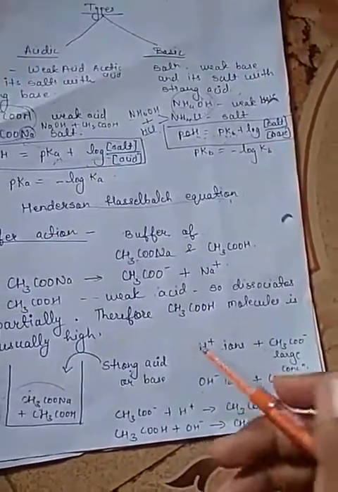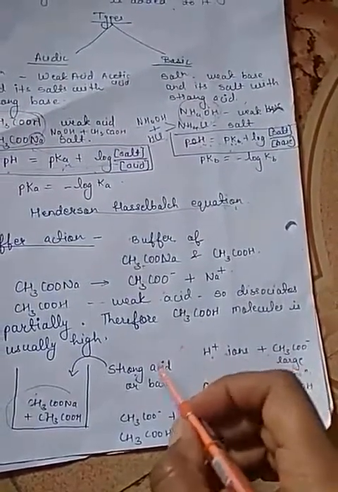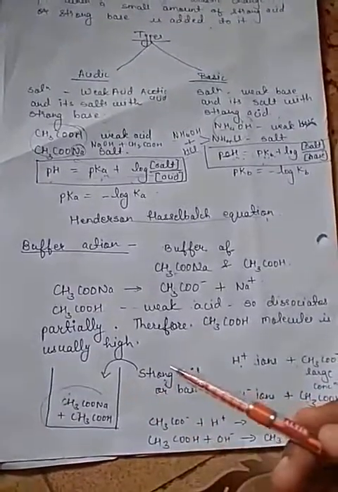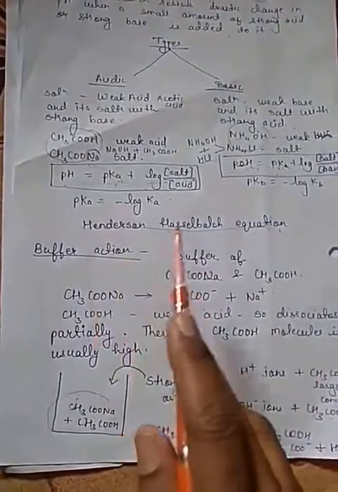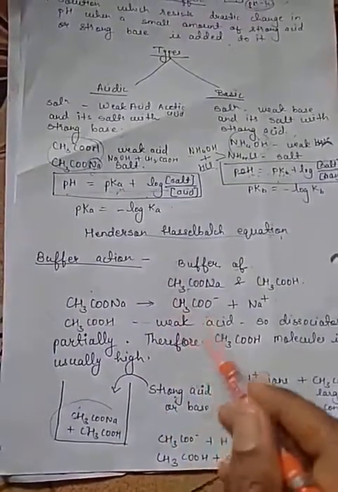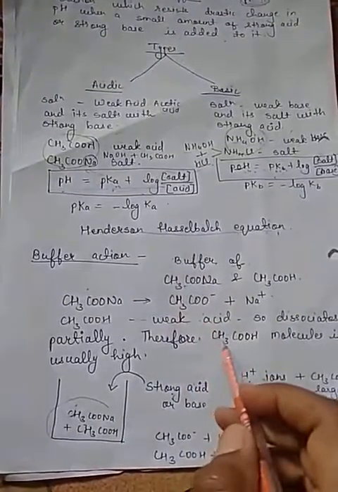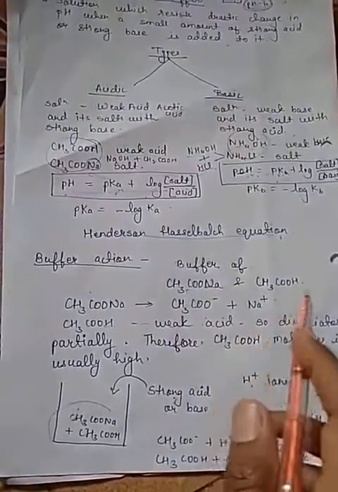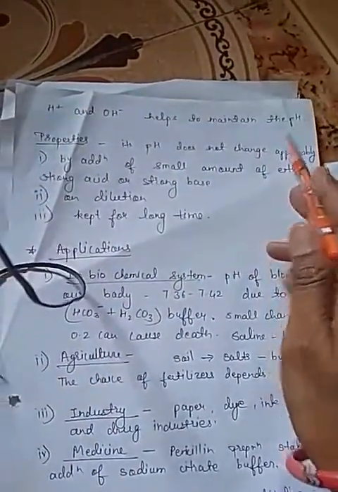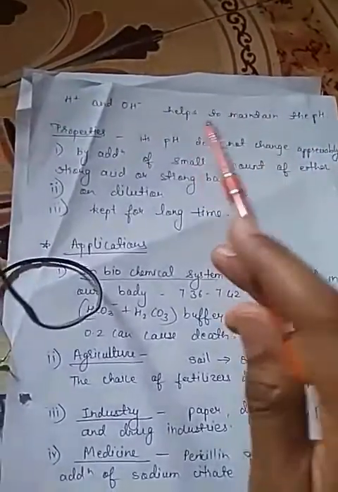In many chemical reactions carried out in water as solvent, it is necessary to maintain a definite pH. For maintaining this pH, certain mixtures are used, and these mixtures are known as buffer solutions. Just like a railway carriage buffer resists the shock of collision of carriages, or protects them in some way, these buffers resist a sudden change of pH and protect the reaction. So the H plus and OH minus help to maintain the pH.